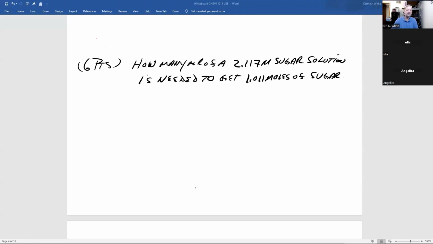I forgot to, I'm sorry, it's rare I do this. I forgot to let you watch me write the problem. Now you can see that, 6 or 8 points. How many milliliters of a 2.117 capital M sugar solution is needed to get 1.011 moles of sugar? So first, why don't you write here, what are you being asked to find? What are you given? See how nice I am? I let you have some fun too.